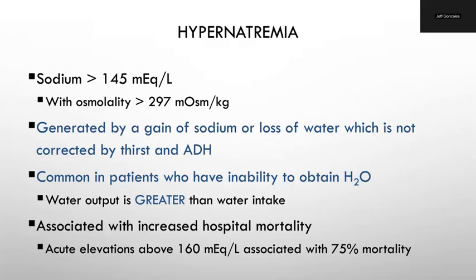If the hypernatremia is caused by excess intake of salt, the excess sodium will be excreted in the urine, provided that your kidney function is good. So most of the time, this disorder develops in someone who has an underlying neurologic or renal disorder.